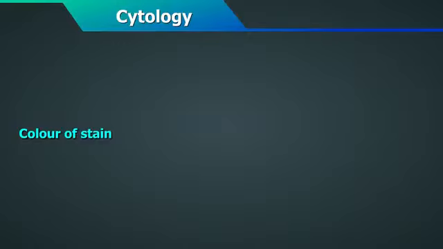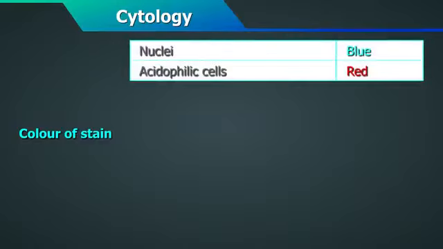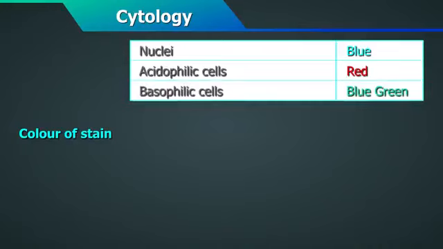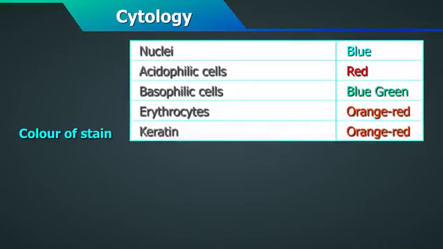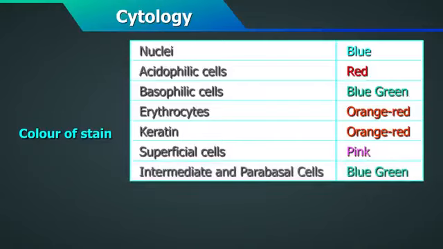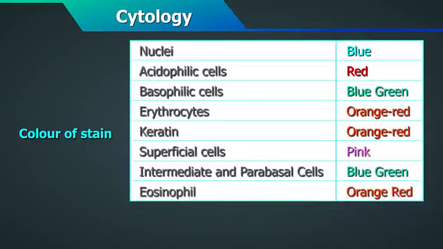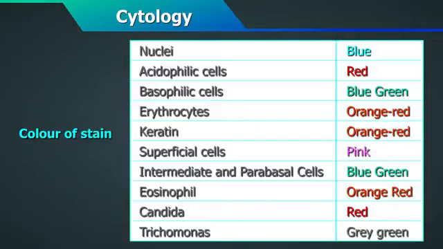The color of the stain. Nuclei will be stained blue, acidophilic cells red, basophilic cells blue-green, erythrocytes orange-red, keratin orange-red, superficial cells pink, intermediate and parabasal cells blue-green, eosinophils orange-red, candida red, trichomonas grey-green.